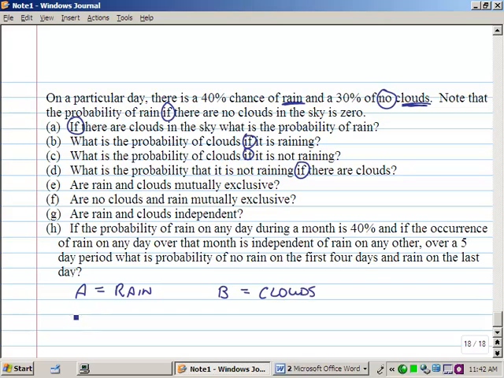clouds. What we're given is the probability of A is equal to 40%, 0.4. The probability of no clouds, B bar, is 0.3. And we're asked to note that the probability of rain, A, if there are no clouds, given B bar, is equal to 0. So we have our 3 items, and then we should be able to complete the rest of the table.